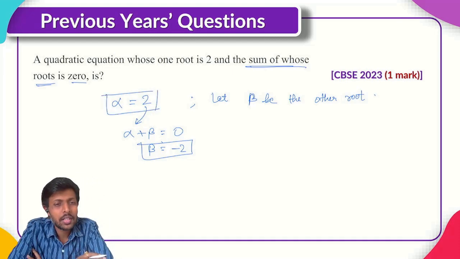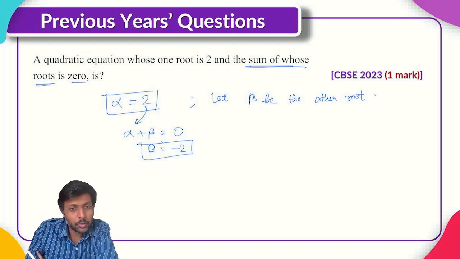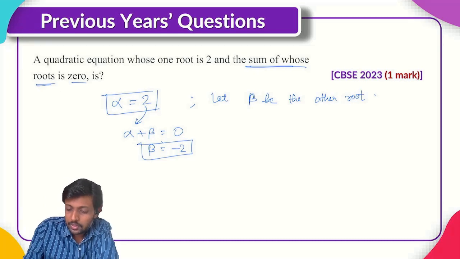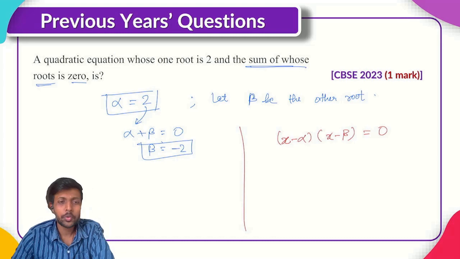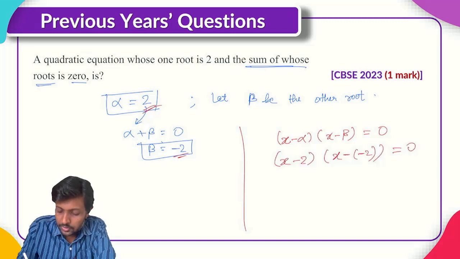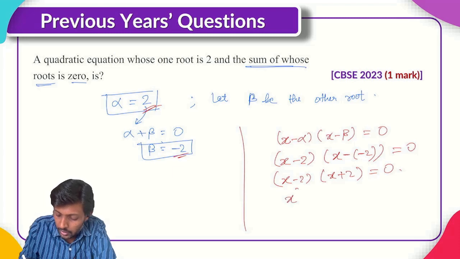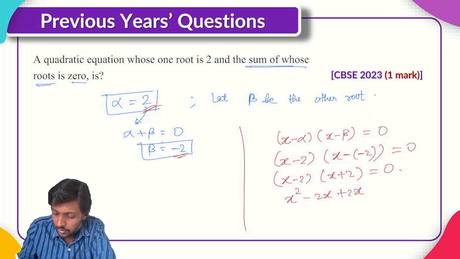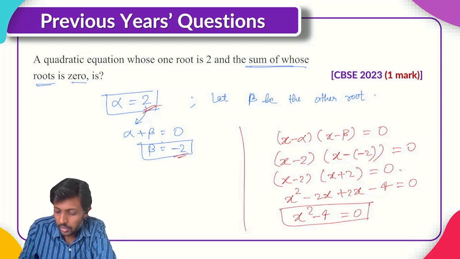If we have both the roots, isn't it easy to find out the quadratic equation? If we have the roots, this is how we write the quadratic equation. Take a look. You write x minus alpha, multiply it with x minus beta, equate it to 0, and you will have the quadratic equation. Let's substitute the values. Let's quickly simplify. x minus 2 here, x plus 2 here. This is equal to 0. We have x squared minus 2x plus 2x, which will get cancelled, and minus 4. So x squared minus 4 equal to 0. That would be your answer.